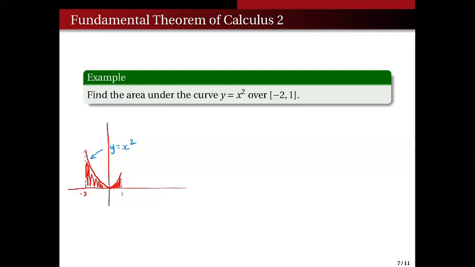But we've learned this area is just an integral. And since, as you can see, both regions are above the x-axis, this region here is above the x-axis, and this region here is above the x-axis, then the area is simply the integral from -2 to 1 of x squared dx.